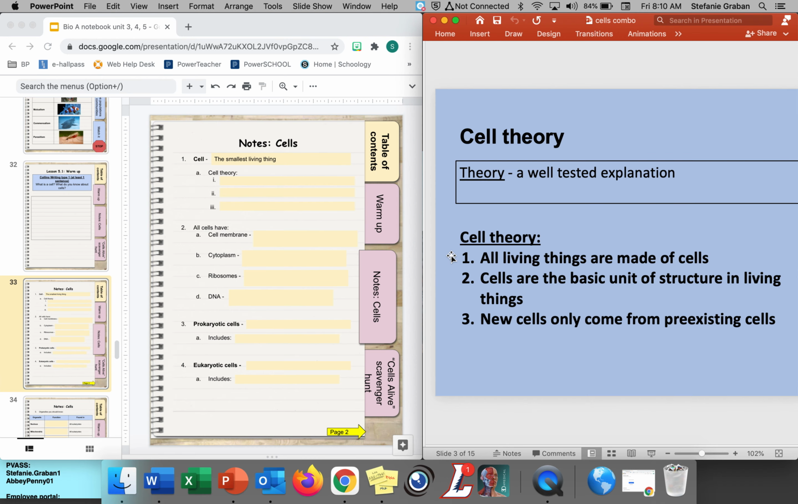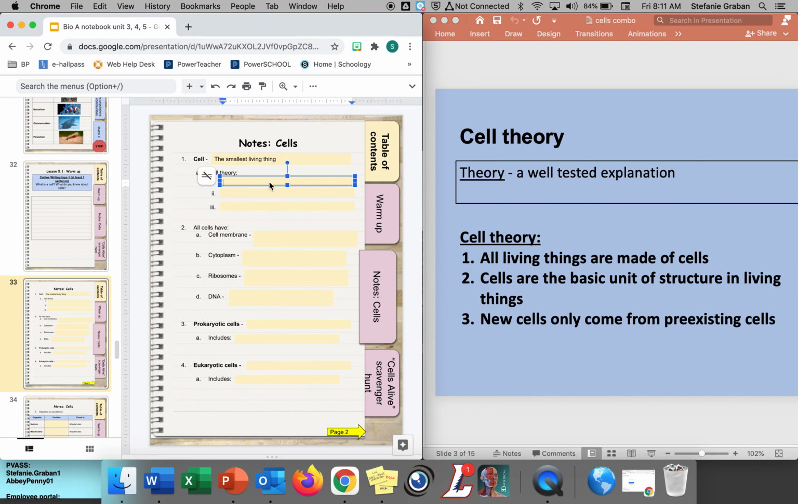Cell theory. Remember, theory is an explanation. So this is an explanation for cells and the origin of cells and how cells are formed, things like that. So first, all living things are made of cells. To be alive, you have to have at least one cell. Second, cells are the basic unit of structure in living things.